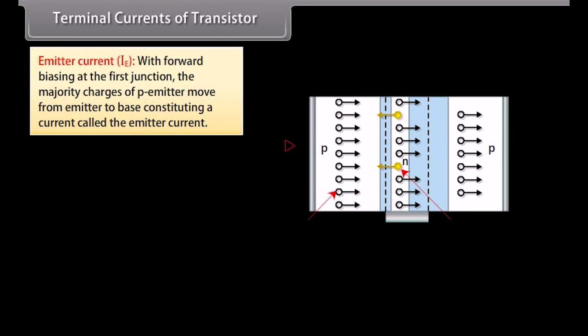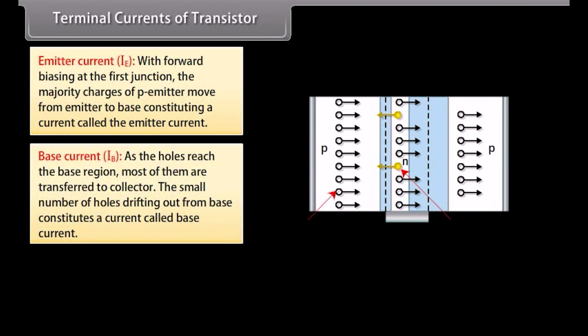Terminal currents of a transistor. We consider a PNP transistor to understand the different terminal currents. Emitter current, IE. With forward biasing at the first junction, the majority charges of the P emitter move from emitter to base, constituting a current called the emitter current. Base current, IB. As the holes reach the base region, most of them are transferred to the collector. The small number of holes drifting out from the base constitutes a current called the base current.